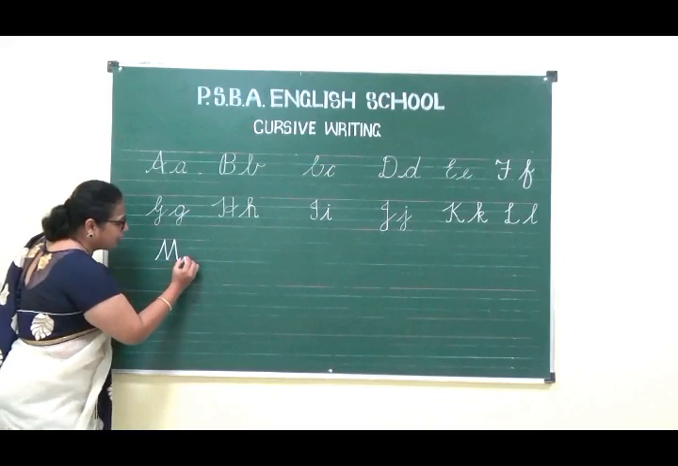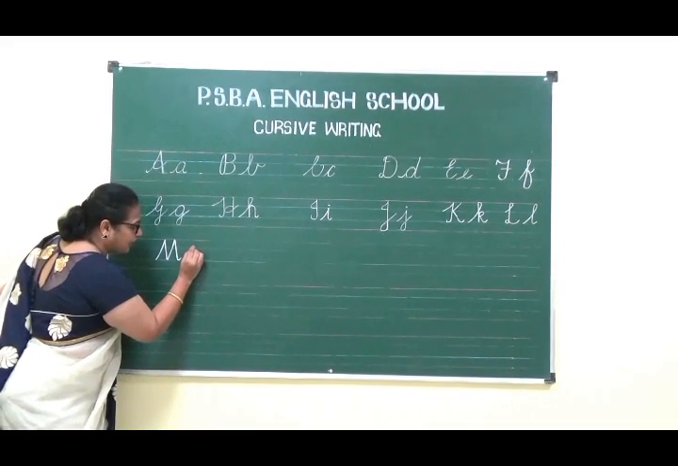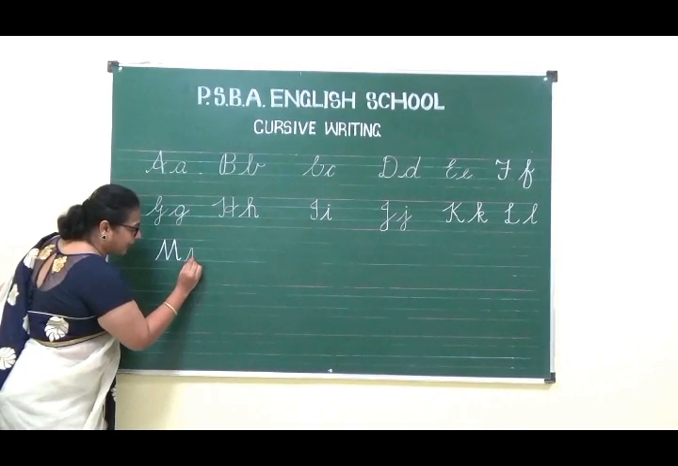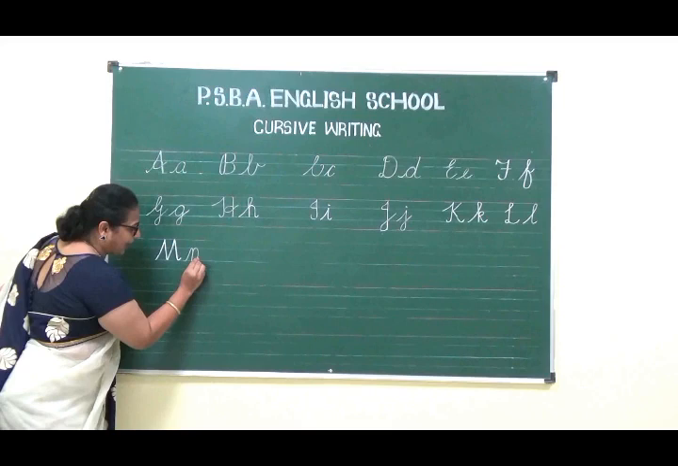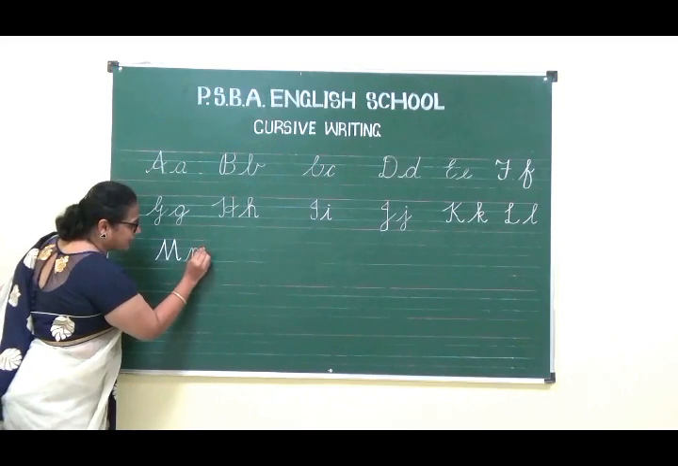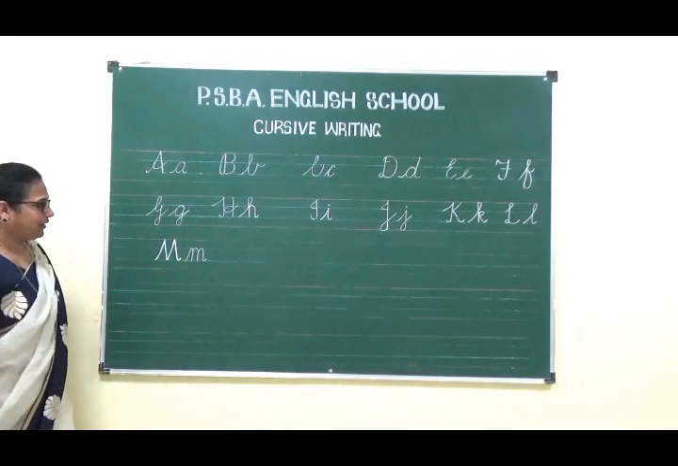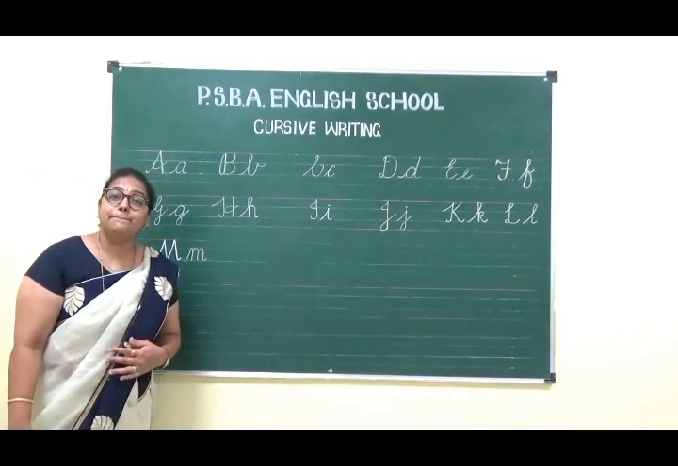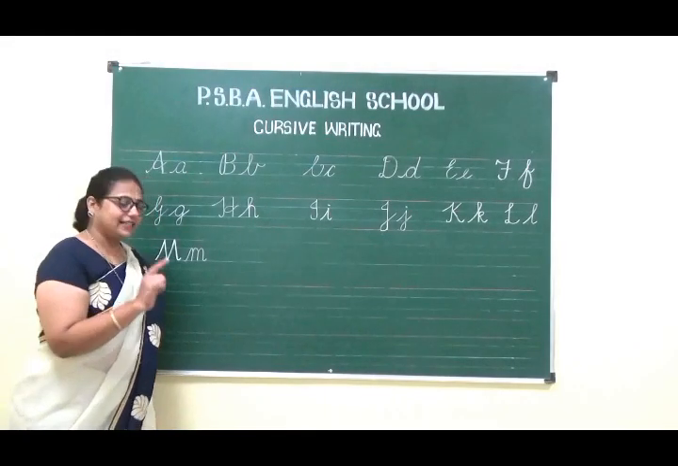It goes like this. Draw a slanting line from the third line to the second line. Come down with the curve, standing line with standing line. Then again go up, draw one curve and another curve. Yes, this is called small cursive M. M says M, M for mother. Very good. Now let us draw the next letter, letter N.